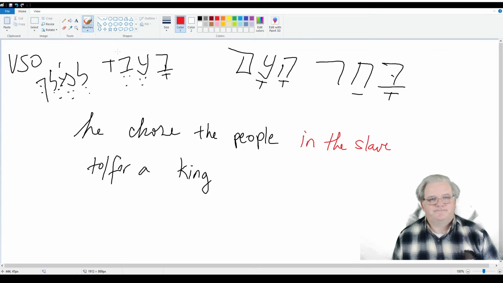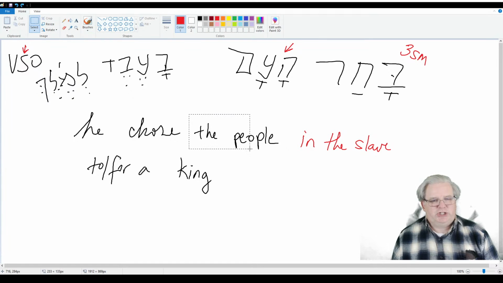VSO. Let's check the subject position. This is a third person singular masculine, right? Or third masculine singular. I forget how you're doing it. It's 3MS. Is the subject position, in the subject position, is there a candidate that fulfills the antitype of third person singular and masculine? Yes, there it is. There is.